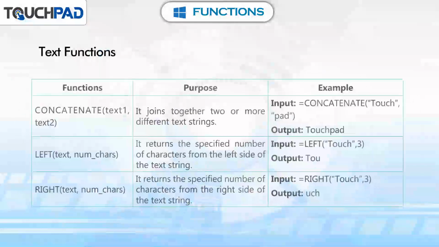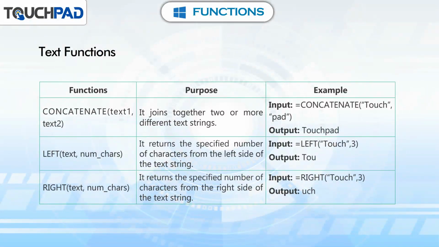Text functions. Functions, purpose, example. CONCATENATE(text1, text2). It joins together two or more different text strings. Input: =CONCATENATE("Touch","pad"). Output: Touchpad. LEFT(text, num_chars). It returns the specified number of characters from the left side of the text string. Input: =LEFT("Touch",3). Output: TOU.